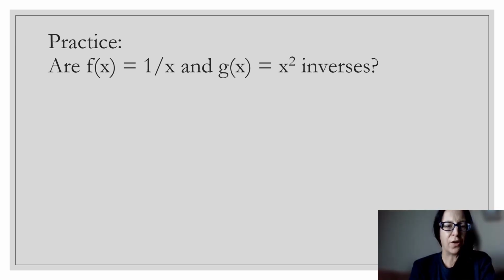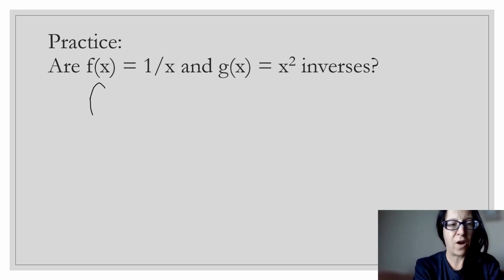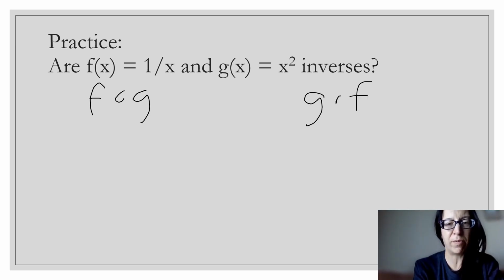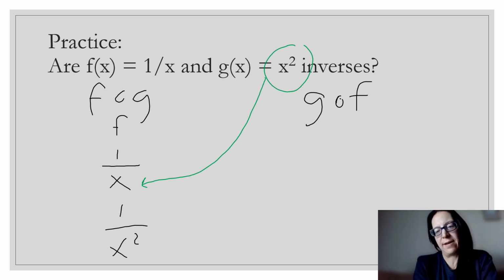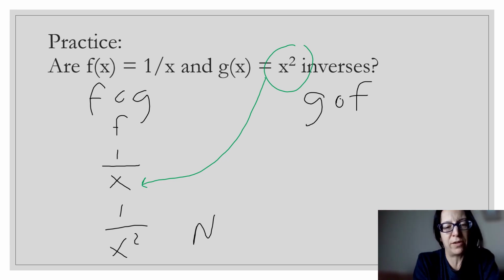All right, so we've got to see if f and g are inverses. Maybe we're going to check them both. We're going to start with f. f is 1 over x, and then we're going to take g and plug that in. So we'll have 1 over x squared. That is not x, so my answer is no.